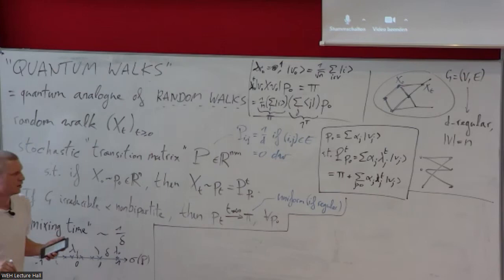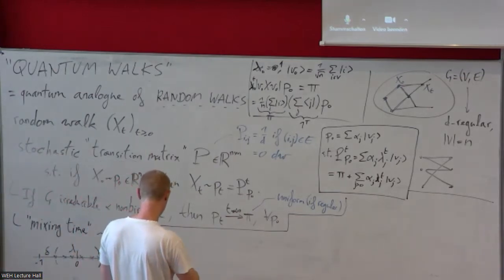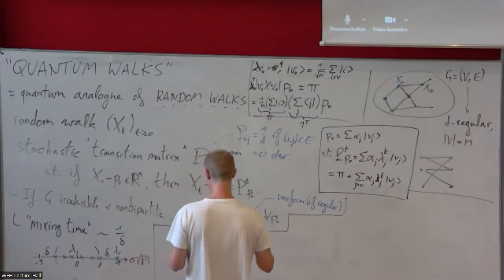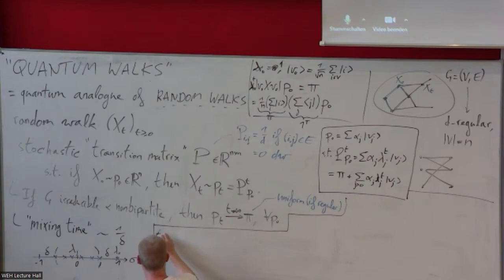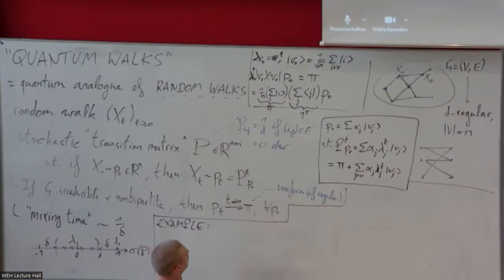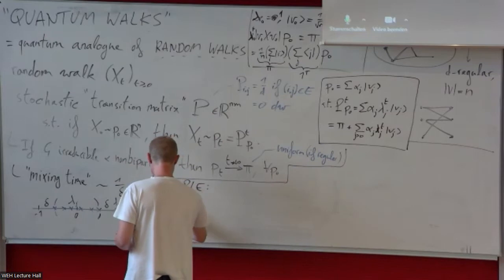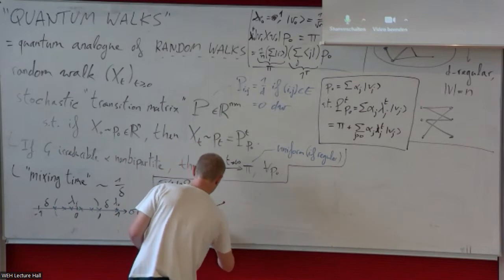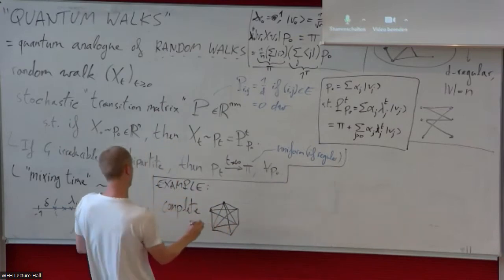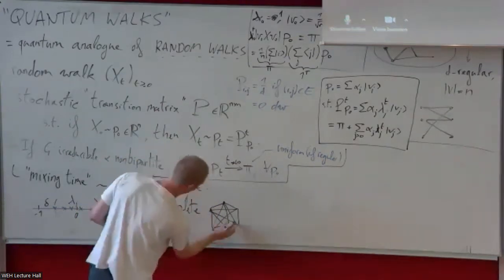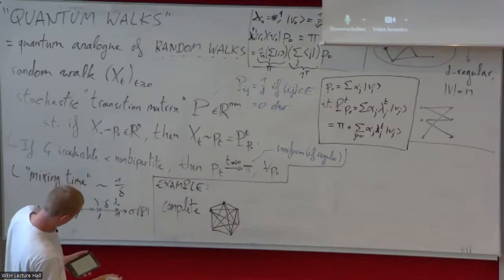Okay. Now let me just put down some examples to get some insight into this spectral gap business and so on. So let's look at some examples. One of them is the complete graph. It looks a bit like this. Say we have a bunch of vertices, and now just put all the edges that you can come up with, which I think I did.